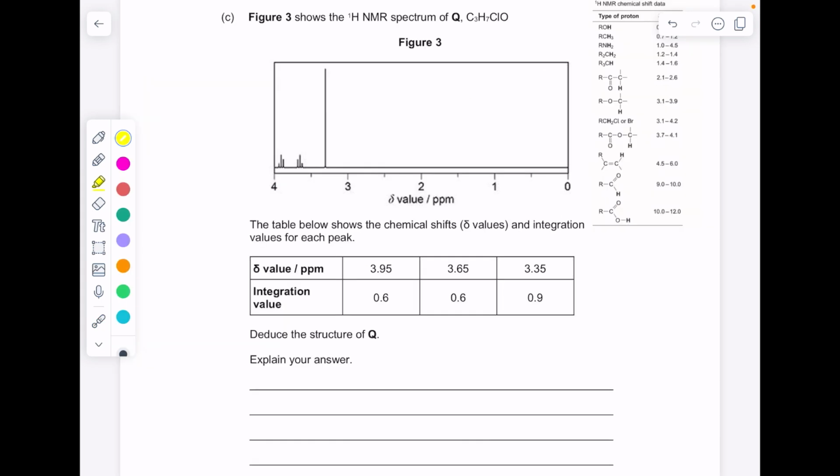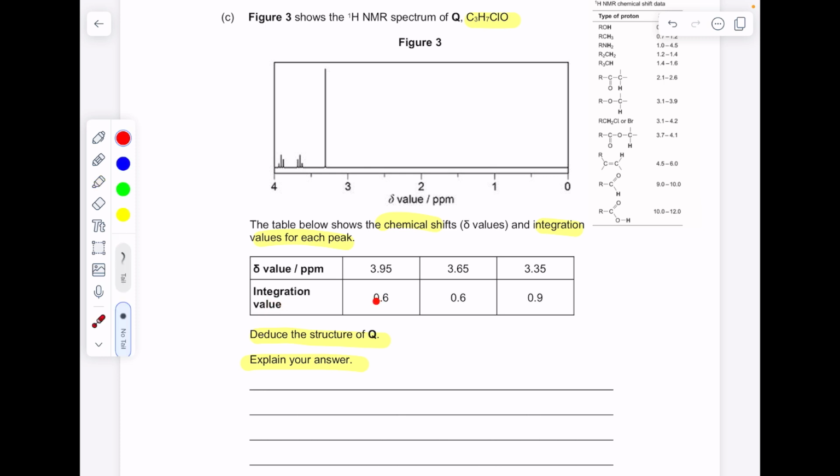Figure 3 shows the proton NMR spectrum of Q, which has a molecular formula of C3H7ClO. The table below shows the chemical shifts and integration values for each peak. Deduce the structure of Q and explain your answer. I'm going to start by looking at the integration values.